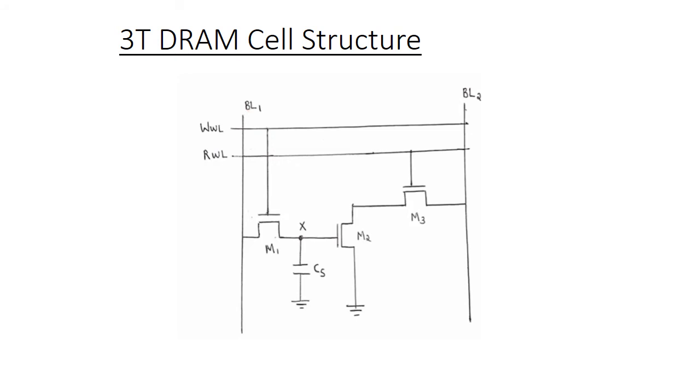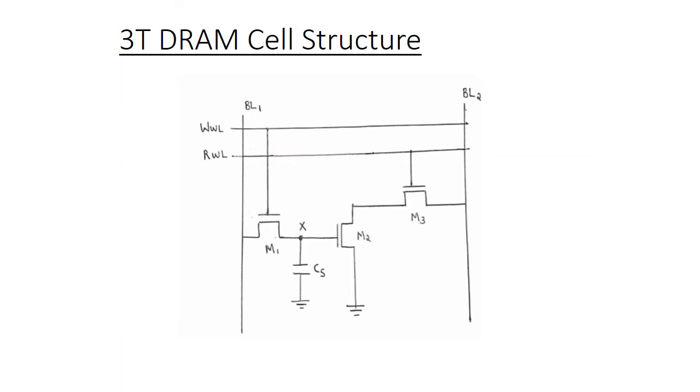So moving on to the cell structure of 3T dynamic DRAM. We have already studied the 6T SRAM configuration, so we can have a simple comparison between these two configurations, that is 6T SRAM configuration and 3T DRAM configuration. The main difference between 6T SRAM and 3T DRAM is the number of transistors.